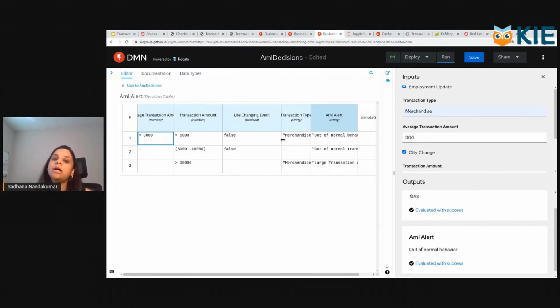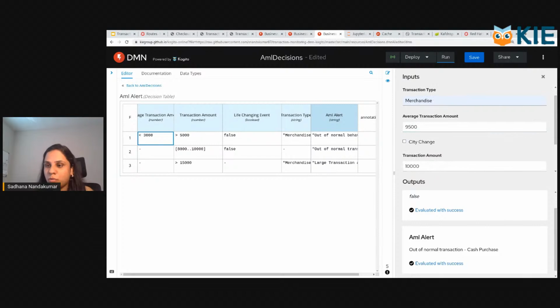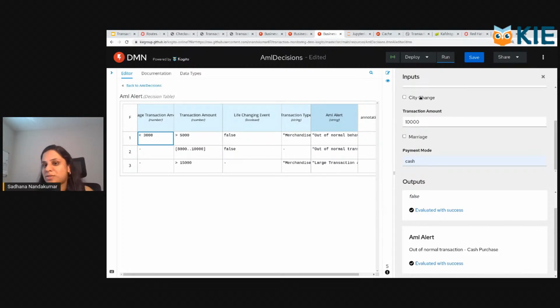Now, this is not a confirmation that AML has happened, but we are trying to push this to somebody's queue so that they can take a closer look at it to understand if there is future monitoring that needs to happen in this space. If you look at this particular case, it was not a really large transaction. It was a $9,500 transaction, but this person did not have any life-changing event, and the transaction was done using cash. So you can see that that was the out of normal purchase.